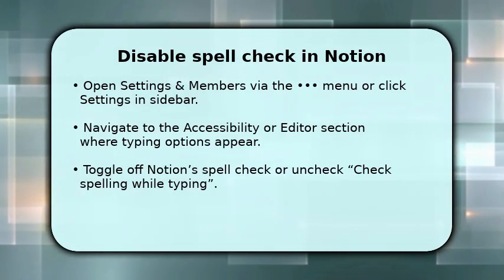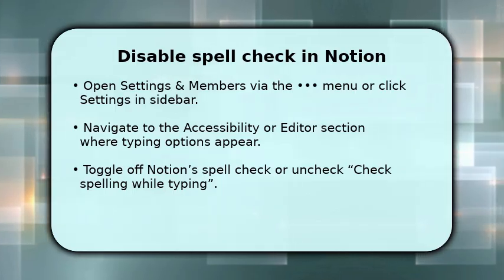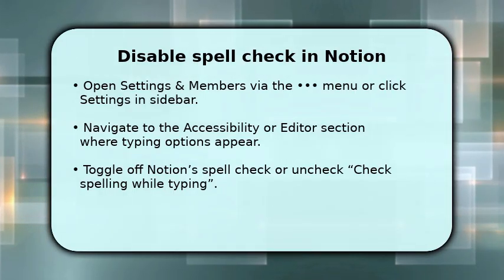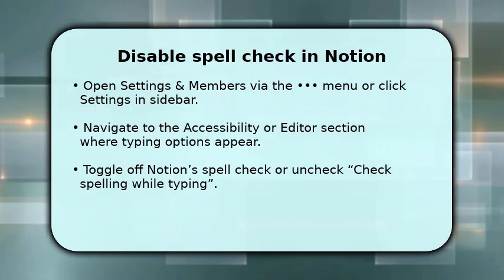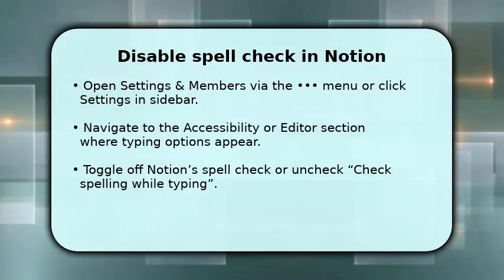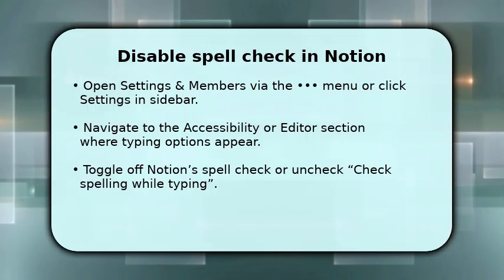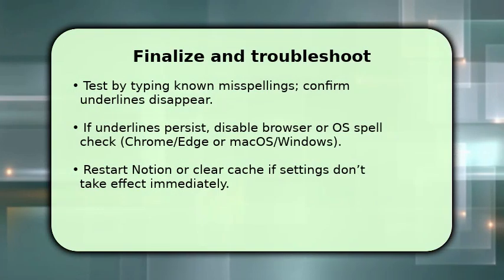If you don't see an option, Notion may be using your browser or OS spell check, so next you'll adjust those. Make sure to save or close settings so the change applies. Finish by testing. Type deliberate misspellings to confirm underlines are gone.